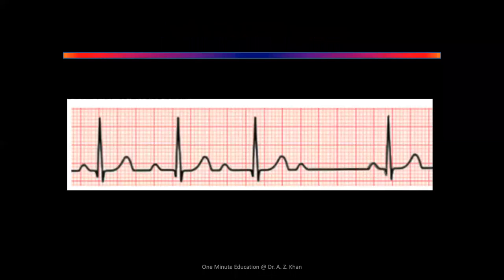Okay. All right. What is happening here? Let me ask you a question. How many of you actually understand ECGs? Give me a feedback to say yes or no. Yes, yes. Yes, you sir. Yes, sir.